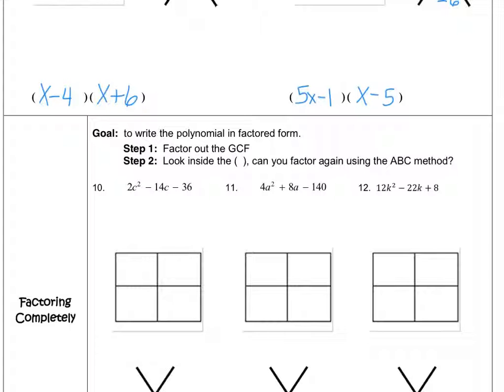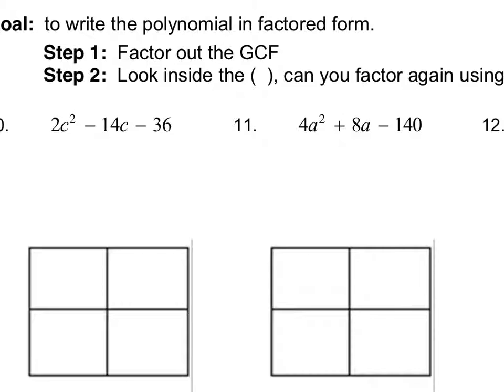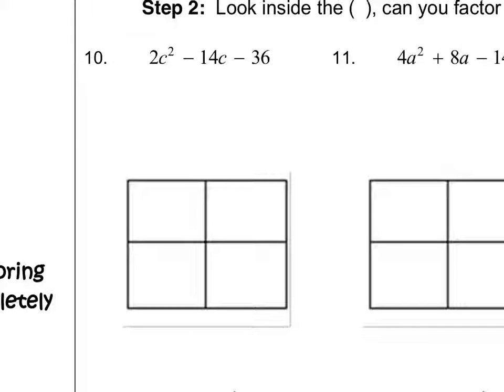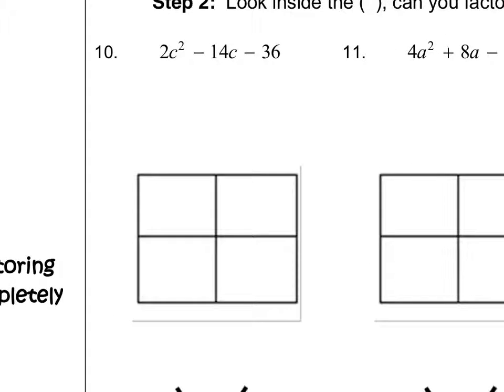So let's do number 10 together. On number 10, the first thing we need to do is figure out what the greatest common factor is of all three of these. So I've got a 2, a 14, and a 36. So I can already see, and I don't have a C, a letter, in all three of them. So 2 is the thing that I can take out of all three of these.